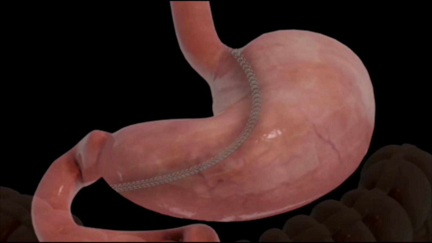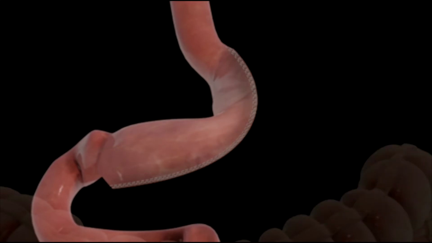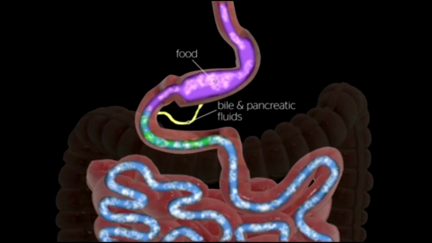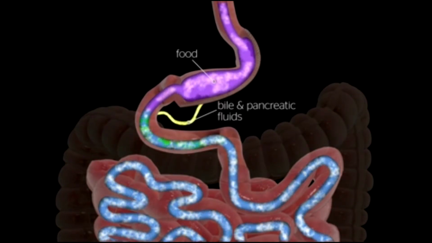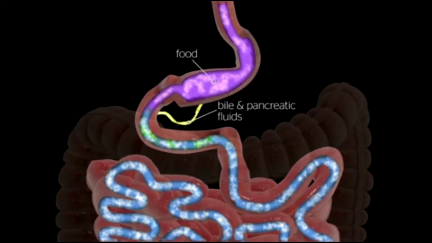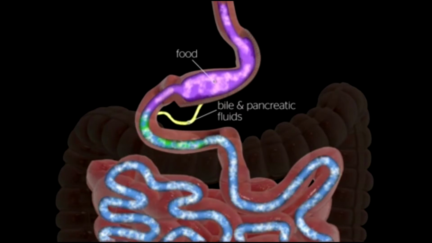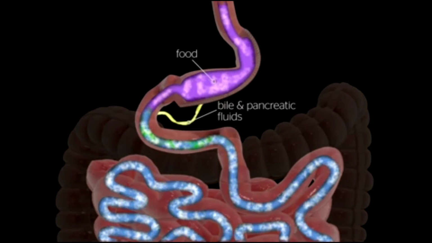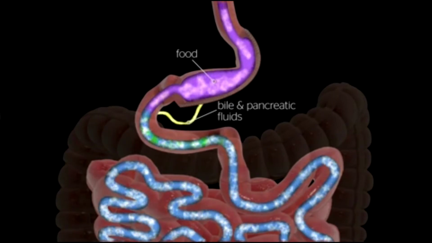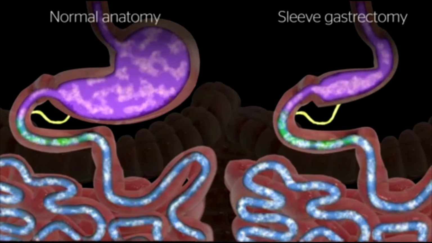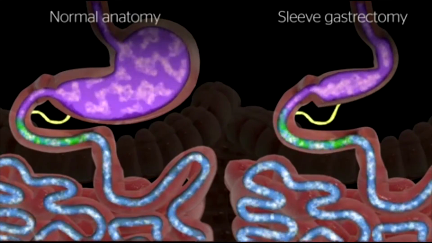This sleeve will typically hold between 50 and 150 milliliters and is about the size of a banana. The resected portion of the stomach is removed. By altering the anatomy of the gastrointestinal tract, sleeve gastrectomy changes signals in the body, resulting in decreased hunger and increased feelings of fullness after meals. Bile and pancreatic fluid from the liver and pancreas mix with food and allow it to be completely digested and absorbed in the bowel. There is no rerouting of the small bowel or postoperative adjustments needed for the sleeve gastrectomy.